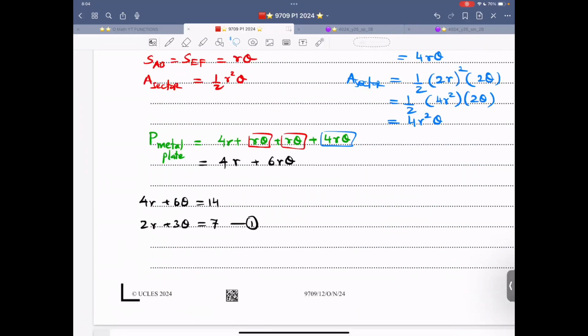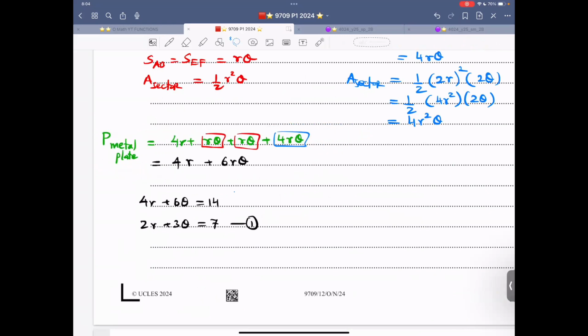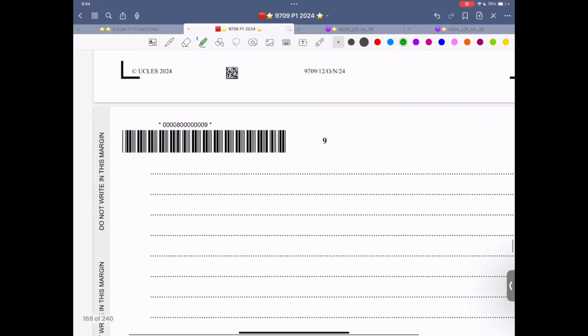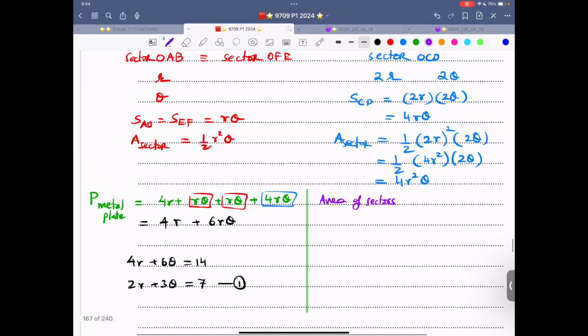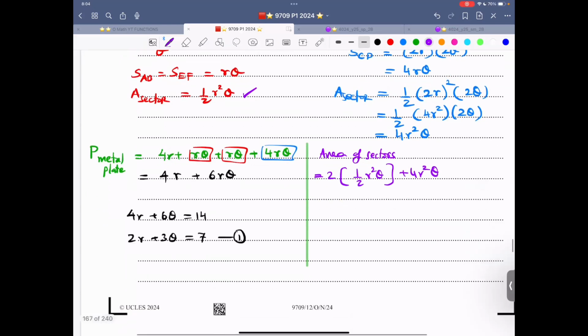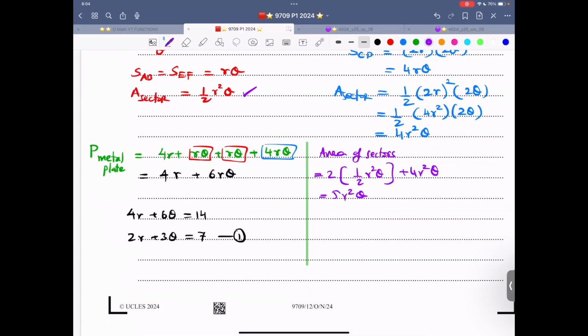So now let me just push this to the corner and do this thing from the beginning. I think there is more space on the next page, but I don't want to go to the next page, so let me work over here. Now, area of all the sectors: that is 2 areas like this. So this is 2 times half R squared theta plus 4R squared theta. That comes out to be 5R squared theta.